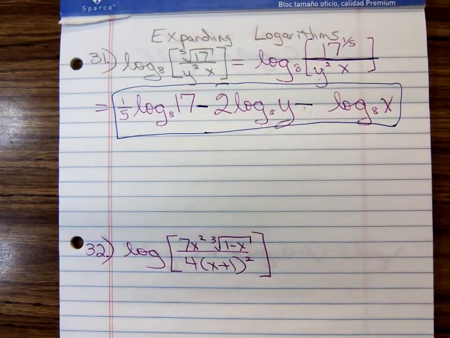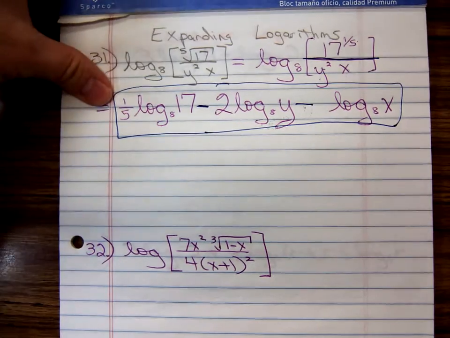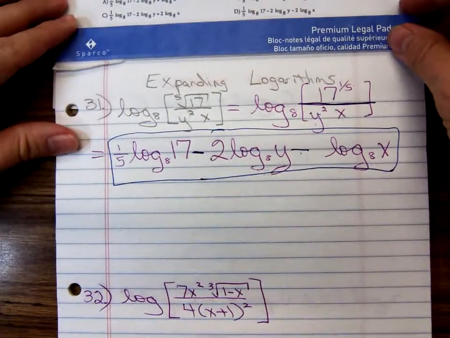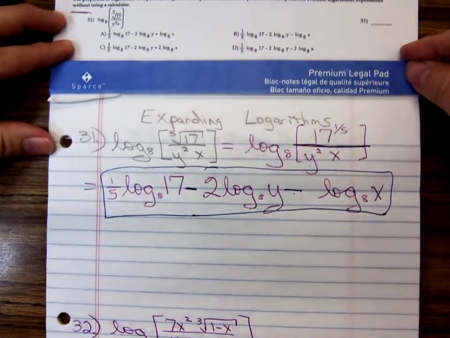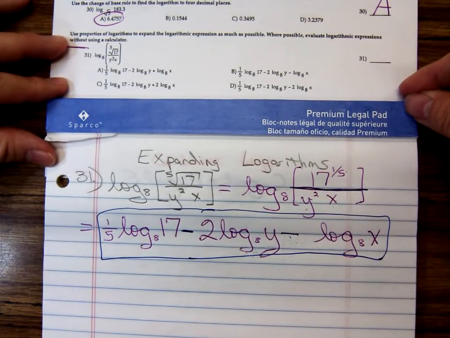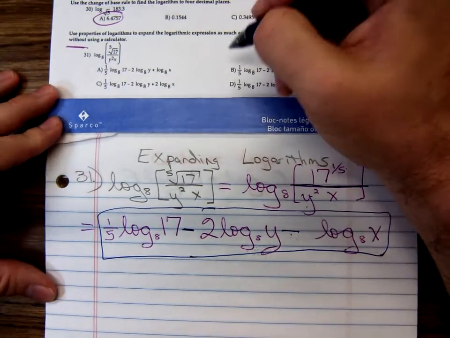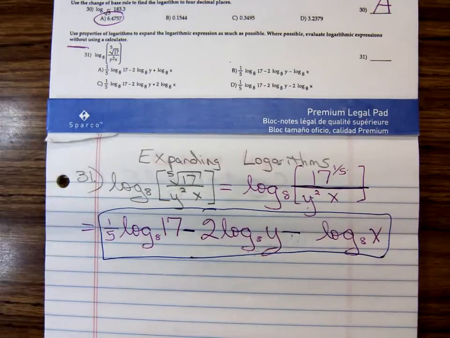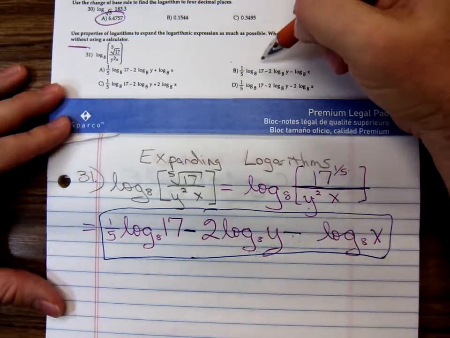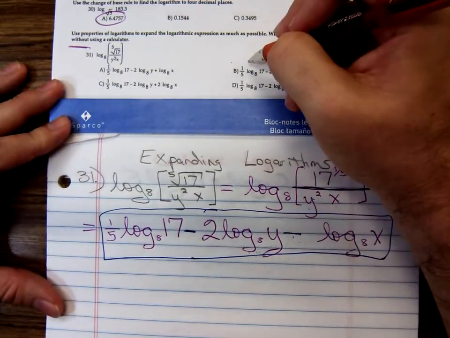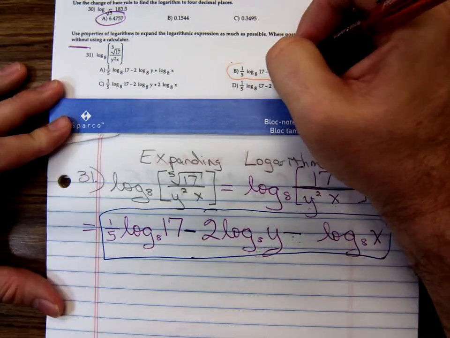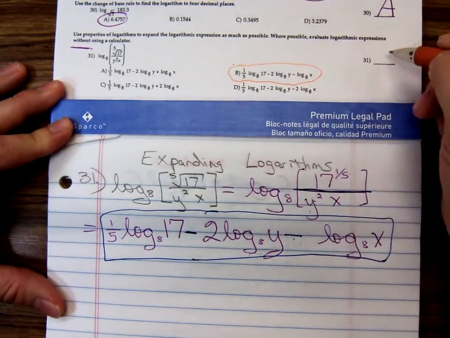And when we look at the possible answers, A, B, C, or D, let's see. B. 1/5 minus 2, yes, I agree with response B.